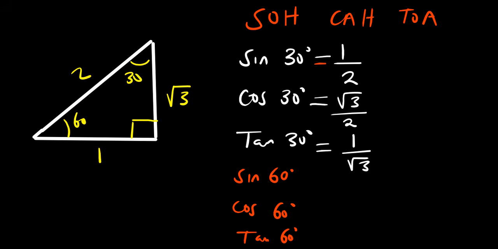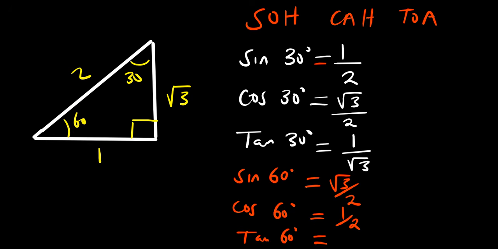What about 60? With 60, sine of 60, this is 60 degrees. Sine is opposite over hypotenuse. Opposite to 60 is the square root of 3, so we have the square root of 3 over the hypotenuse, which is just a 2. Then cos 60 will be the adjacent over hypotenuse. Adjacent to 60 is just a 1 and the hypotenuse is 2. So cos 60 is just 1 over 2.